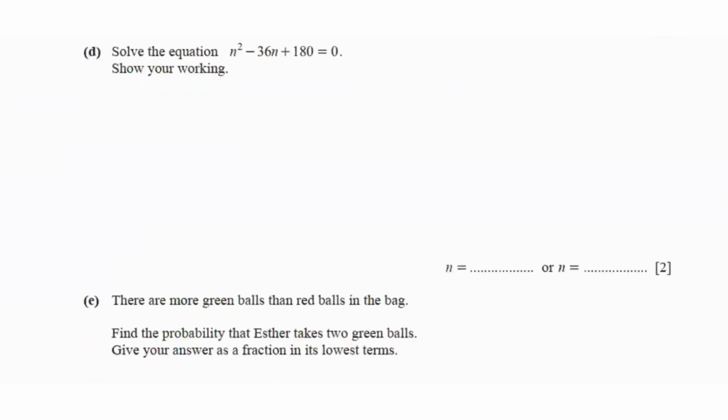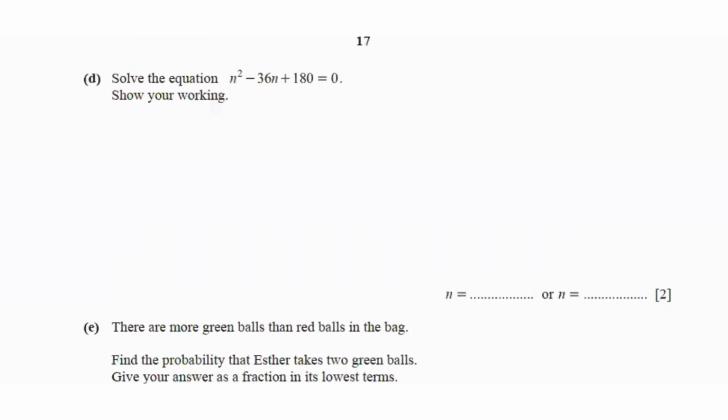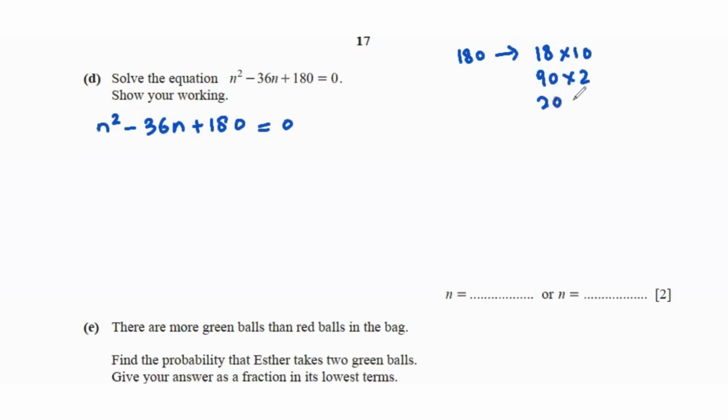And the next part, they're asking us to solve the equation. So what we're going to do is use middle term breakage on this: n square minus 36n plus 180 equals 0. We multiply the coefficient of n square, which is 1, with our constant, which is 180. So that's going to give us 180. Factors of 180 are 18 times 10, 90 times 2, 20 times 9, 30 times 6, 60 times 3, and there are probably some others as well.